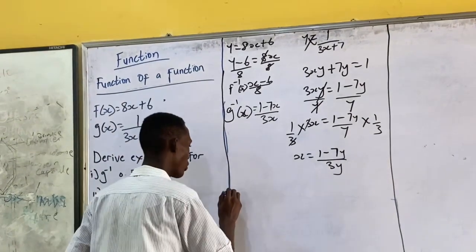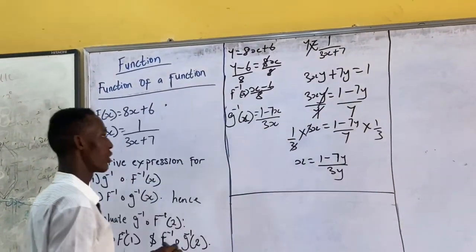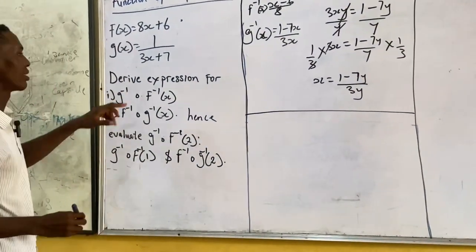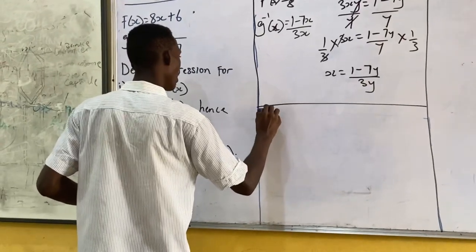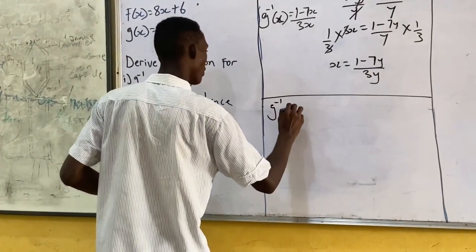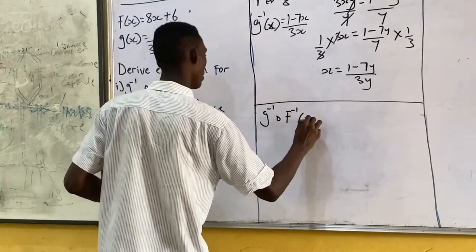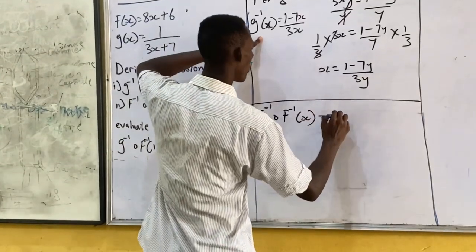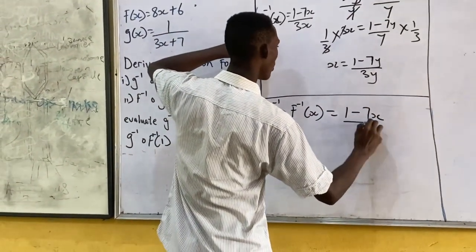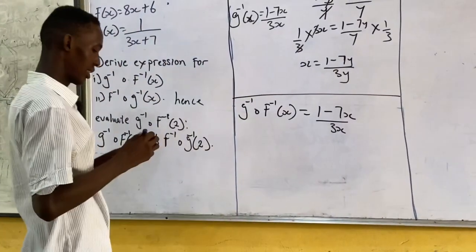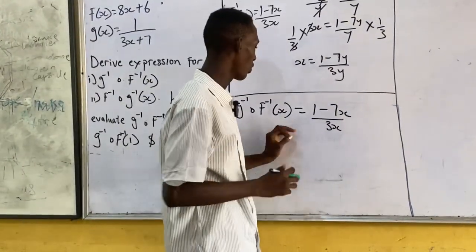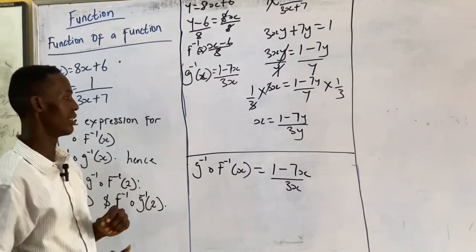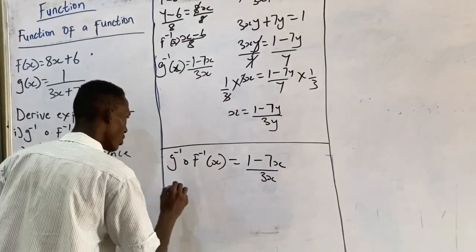Now let me put this line there in order to avoid confusion. The next step here is to now get g inverse of the function f inverse of x. So what's our g inverse? This is it here. Let's equate it to 1 minus 7x over 3x. Which means anywhere you see x, we ship in the whole of this function in it.